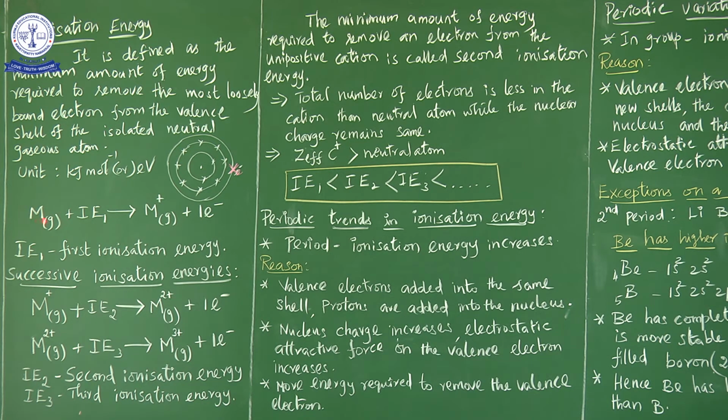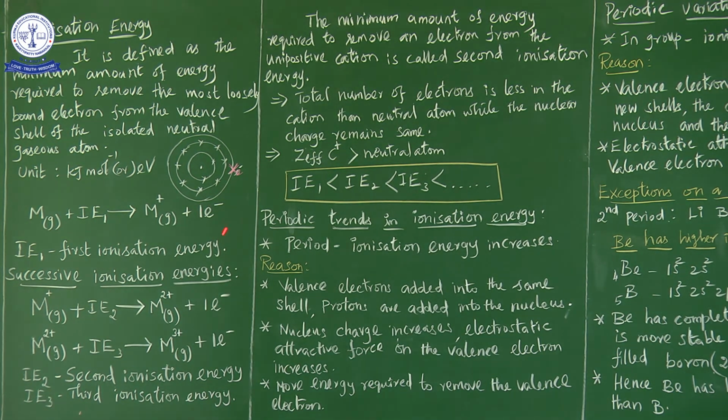So this is a neutral atom, having equal numbers of protons and electrons. From that neutral atom we remove one electron. For the removal of one electron it needs some energy. That energy is known as ionization energy. So the removal of the first electron is given as the first ionization energy, IE1.